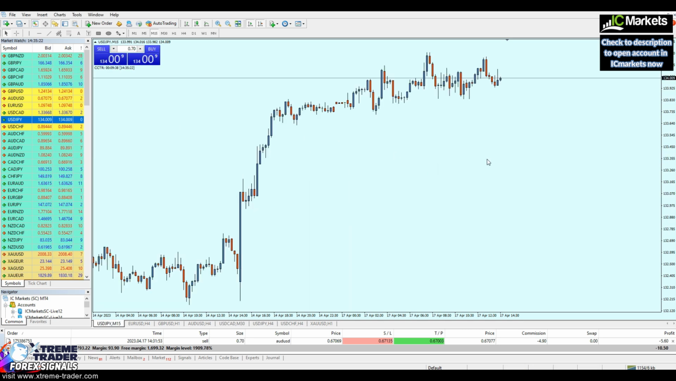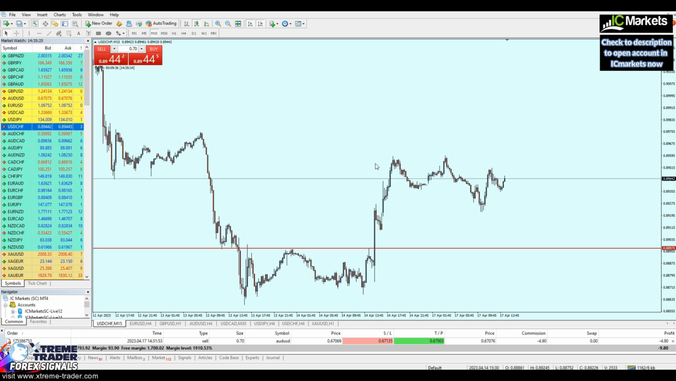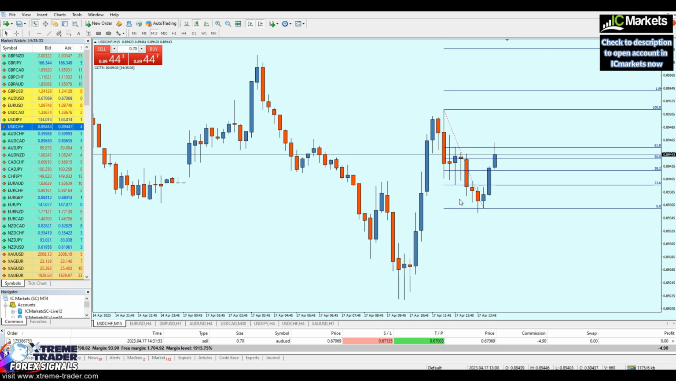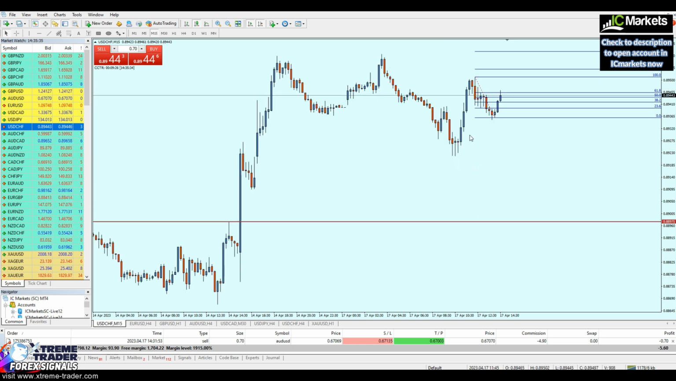Let's check the USDJPY. Nothing good here. USDCHF also. That's actually one of the strategies we can do like that. We can absolutely do like this.